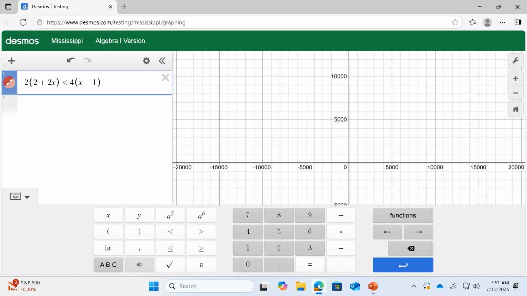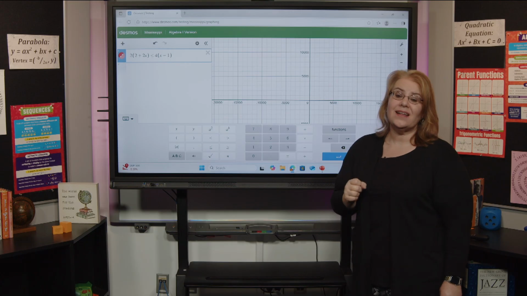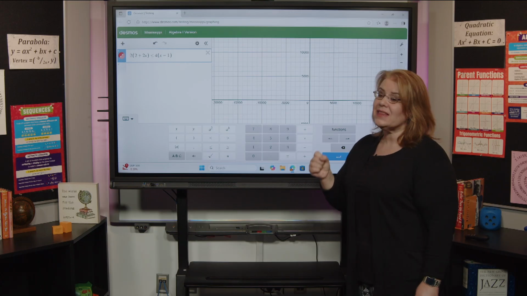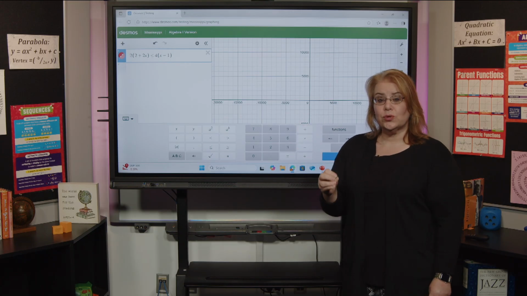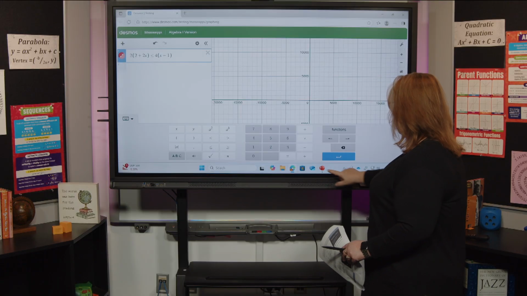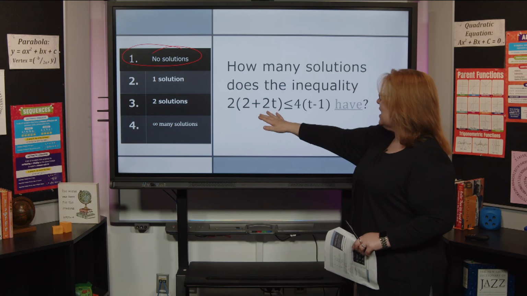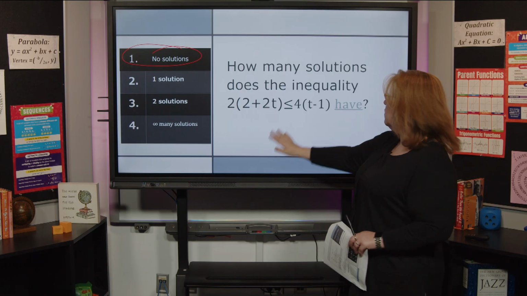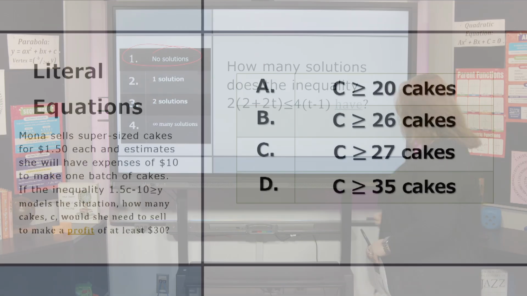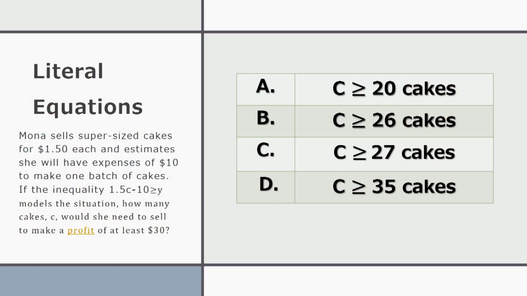So what could I possibly say about this inequality? It does not have a solution. I can never make this inequality true. Never. So what could my answer choice be for this question? No solutions. It will never be true. This side will never be less than or equal to this side. Good job. And that's a good use of Desmos too.